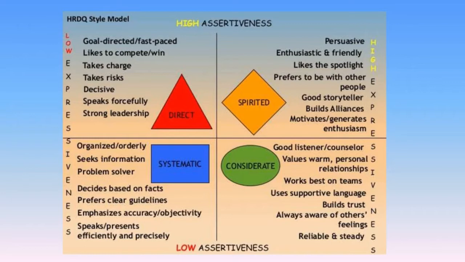For the direct communicator, they are poor listeners. Why? Because they tend to say what you need to do. So most of the time, they won't listen to others' opinions. While spirited, since they do have this high expressiveness, they tend to exaggerate details to the point that you will no longer believe them. For considerate, they tell others what they want to hear.